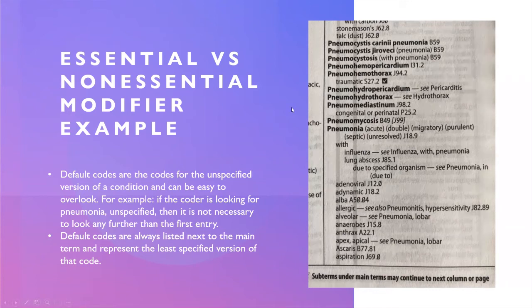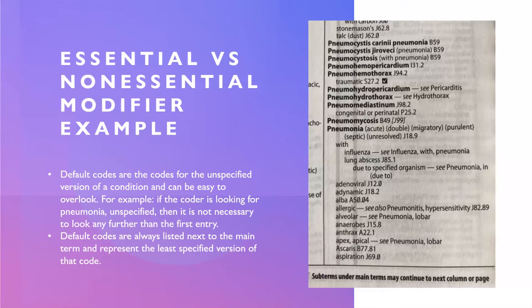Now, something that is not listed on this example is parentheses next to a subterm. However, a subterm is an essential modifier, so that's something that you need to know. If the physician were to document allergic pneumonia or anthrax pneumonia or aspiration pneumonia, that would change the code selection. As you can see, we will go with anthrax. It's A22.1 versus aspiration, which is J69.0. So those essential modifiers, the subterms, do change the code selection.